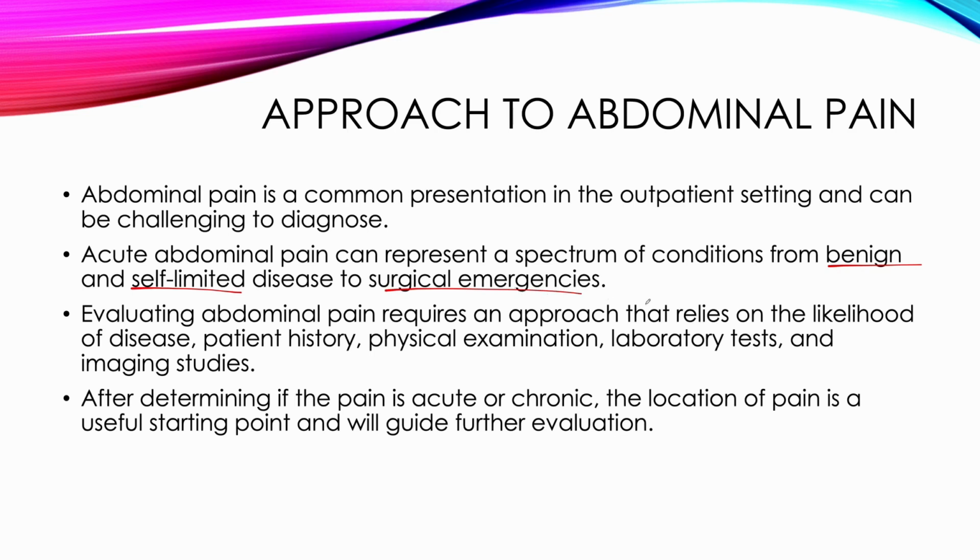We have to take an approach that assesses many factors, including how likely the disease is to happen, what the patient is presenting with in their history, how our physical exam is leading us, our laboratory tests, of course, and imaging studies. One of the first steps we need to determine is whether the pain is acute or chronic, and where the pain is located, and then from there that can guide our evaluation.